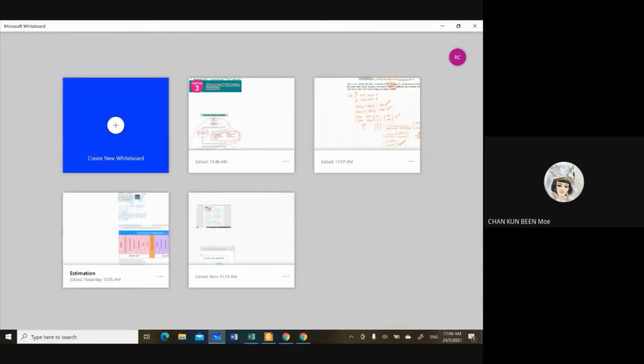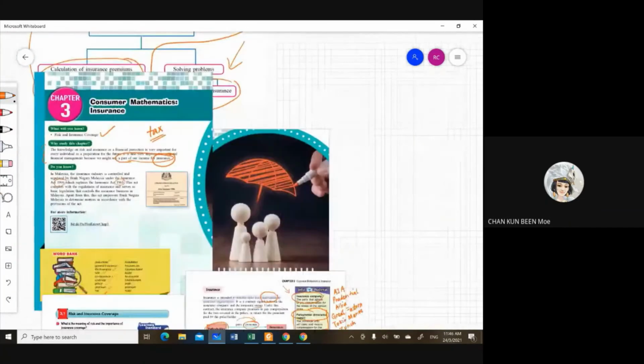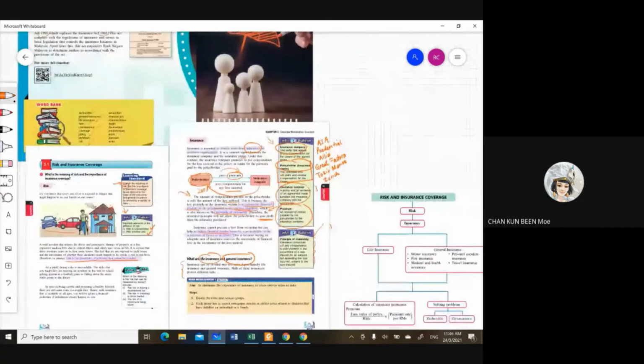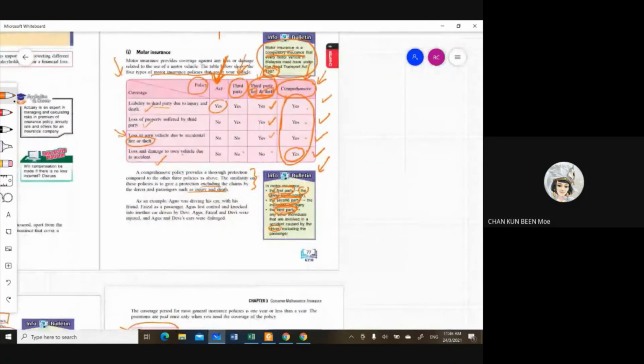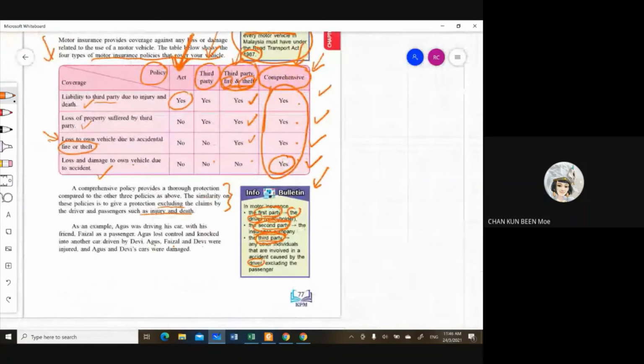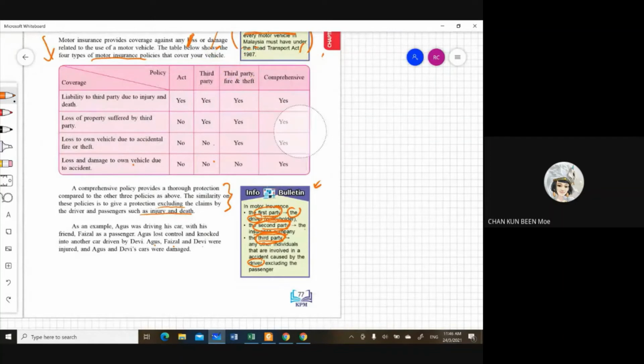I go and reopen again. It's open and close. This one here. Okay, I clear everything first. So we look at the third party. If you look at 1, 2, 3, 4, which one is the policy of the third party? Number 2, right? Yes, number 2.